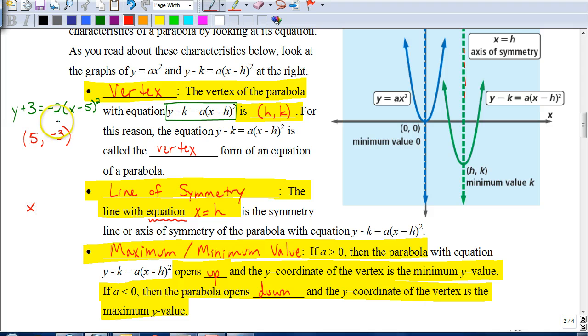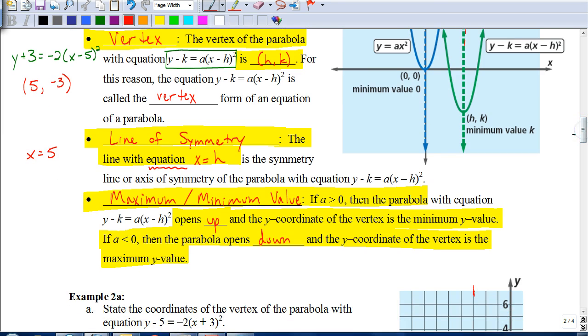So the equation for my line of symmetry for the example I'm looking at here would be x equals 5. So I'd have a vertical line going through the point where x equals 5. Now, the last thing we need to talk about is how to find the maximum or minimum value.